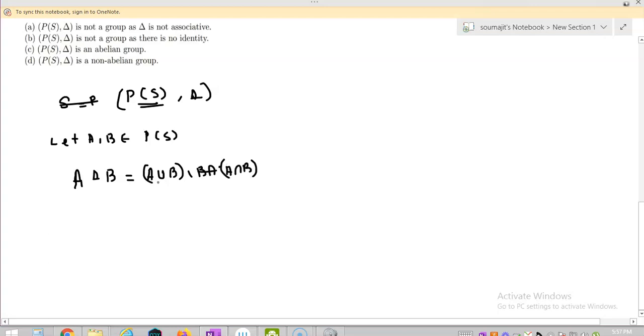Now A union B is a subset of X. As A and B are subsets of X, then A union B is again a subset of X. A intersection B is again a subset of X. Their difference is again a subset of X. So this belongs to the power set of X. So the power set of X is closed with respect to symmetric difference. We know that symmetric difference is associative.